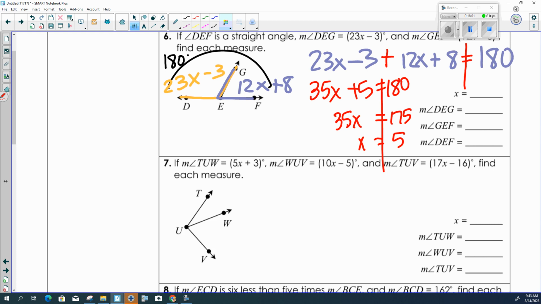See, once you have your x, see if you can plug that in and find those 3 missing angles. Actually, one of them we already have, right? D, E, F, we already know.